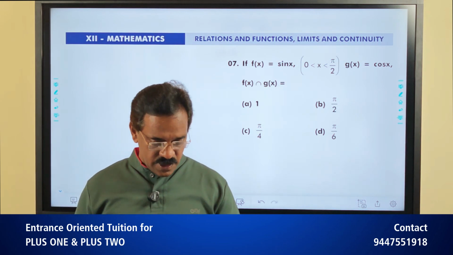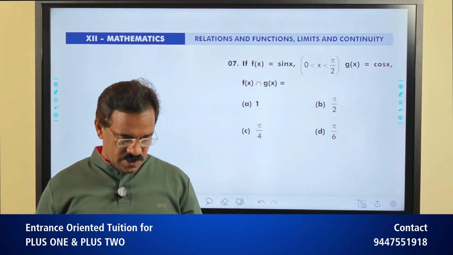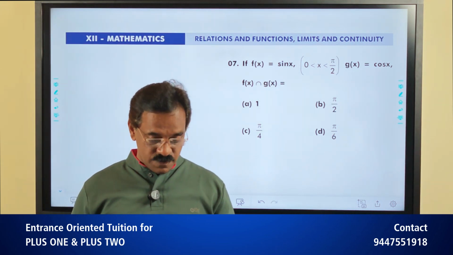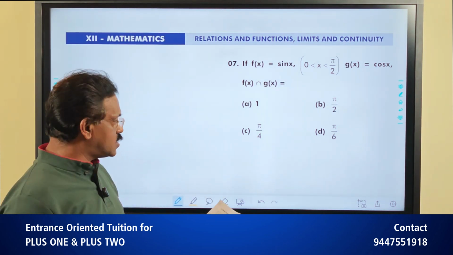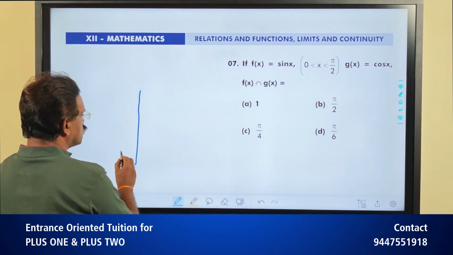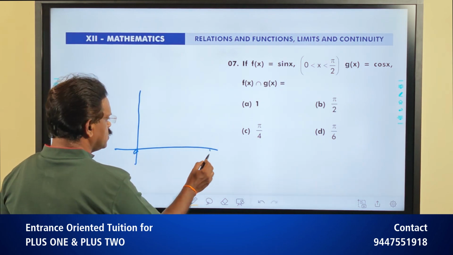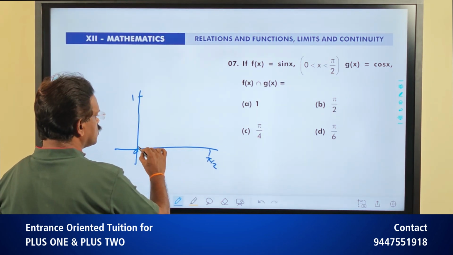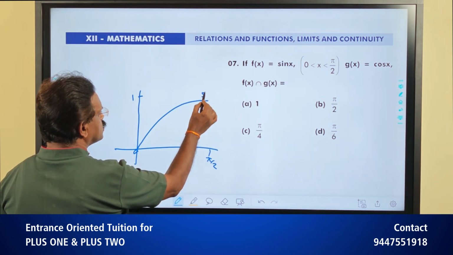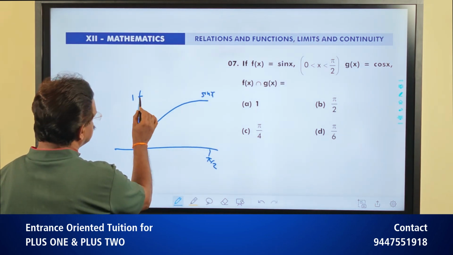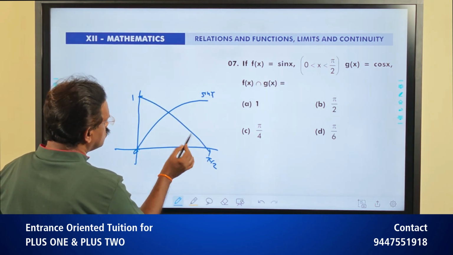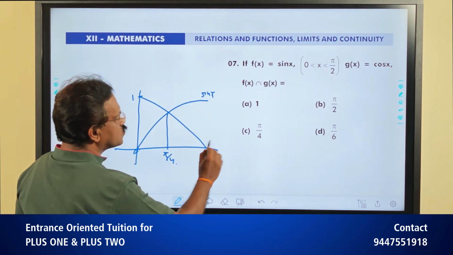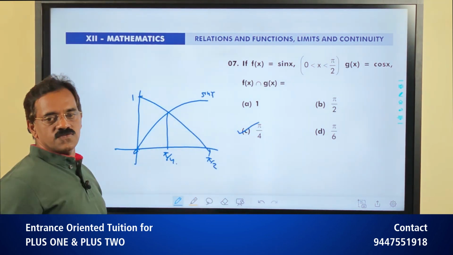Come to question number 7. f of x is sin x, g of x is cos x, where both x and y lie between 0 and pi by 2. So remember, it's very simple, 0 to pi by 2. So we know that this is 1. Sin 0 is 0. Sin pi by 2 is 1. This is sin x. Cos 0 is 1. Cos pi by 2 is 0. They are intersecting at a point which is pi by 4. Therefore, the choice is going to be pi by 4.